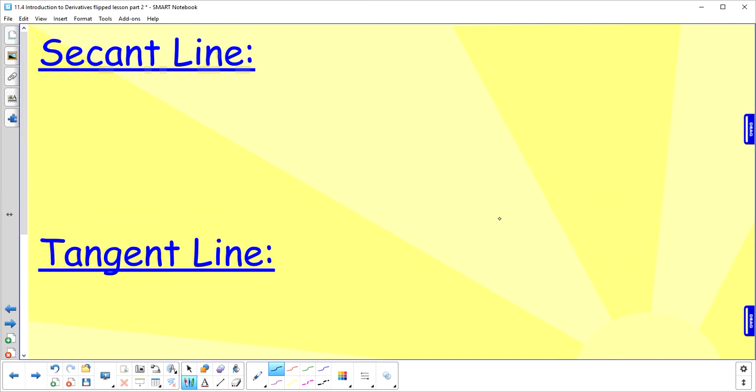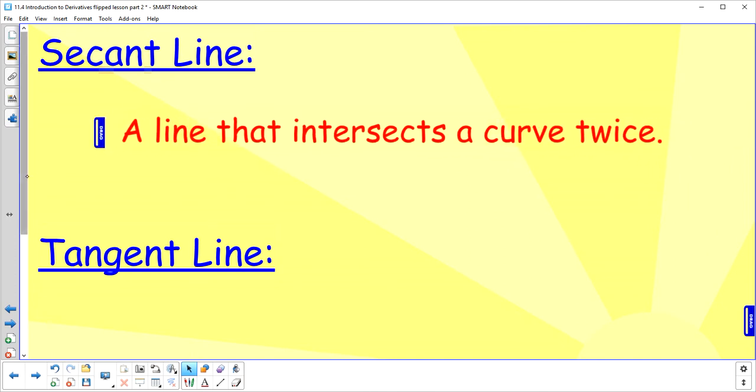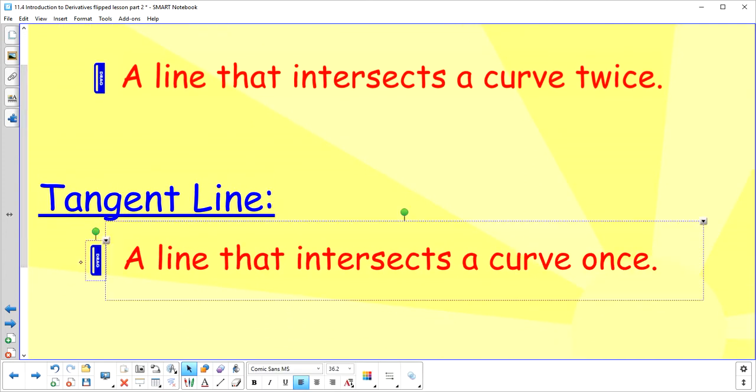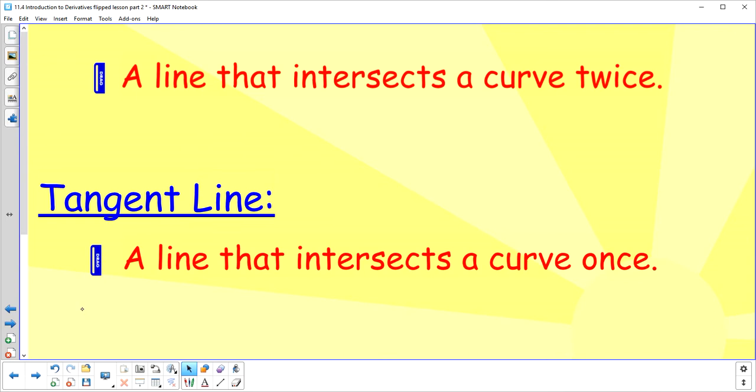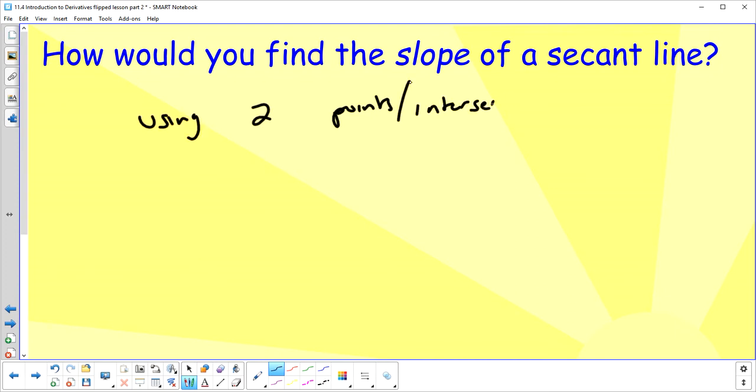Okay, so to talk about a tangent line, we're going to actually talk about a secant as well. A secant is going to be any line that hits a curve or intersects a curve twice. And a tangent line then is going to intersect that curve once. Okay, so the problem here is if we want to find the slope of a secant line, well, since it hits it twice, you would have 2 points on the curve, and we could find the slope using those 2 points or those 2 intersections.